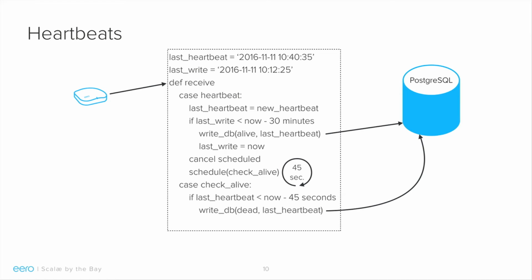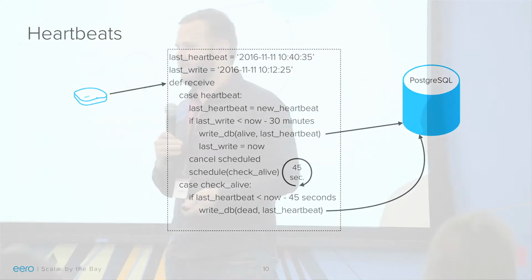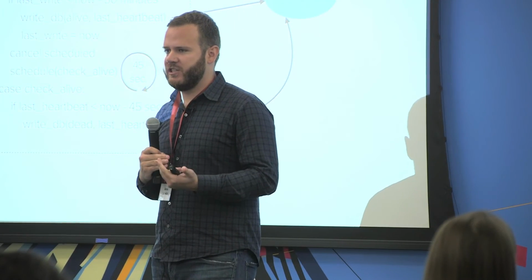So the first thing that the heartbeat does is it updates the last heartbeat time, and it checks if it's written in the last 30 minutes. And 30 minutes here is somewhat arbitrary, but it's much better than writing it every 10 seconds. And so if it isn't there, then it writes it to the database, it updates the last write time, and it goes on. This has saved us well. So there's 180 fewer writes to the database because we're writing when things change.